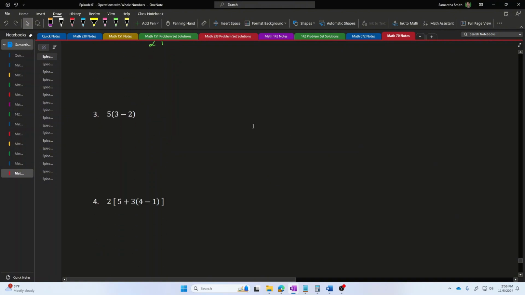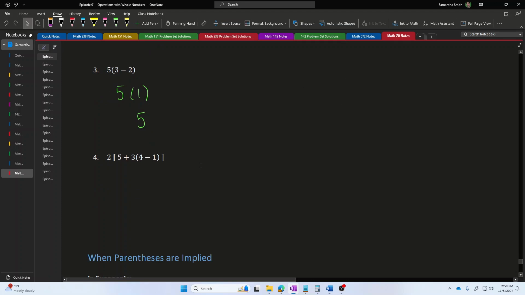Now, look down here at 3. Here I have a combination of multiplication and subtraction. This is 5 times, and in parentheses, 3 minus 2. PEMDAS says that the first thing that you want to do is any operations inside the parentheses. So because 3 minus 2 is inside parentheses, that's going to be the very first operation I complete. 3 take away 2 results in 1. Then I'm going to take 5 times 1. If you multiply a number by 1, you just get the same number back.